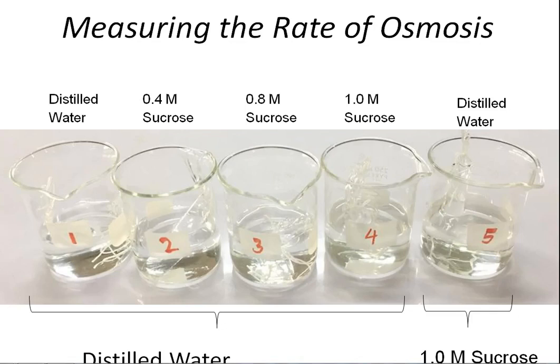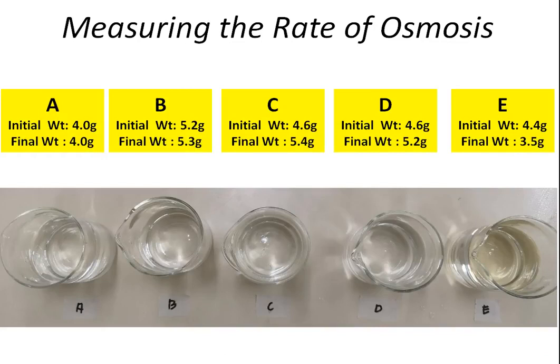We will then allow this to stand for 30 minutes, after which we will remove the sac, wipe off the excess water outside the sac, and weigh it again. This weight is now going to be the final weight of our cellulose sac. After weighing all the sacs, here is our result.